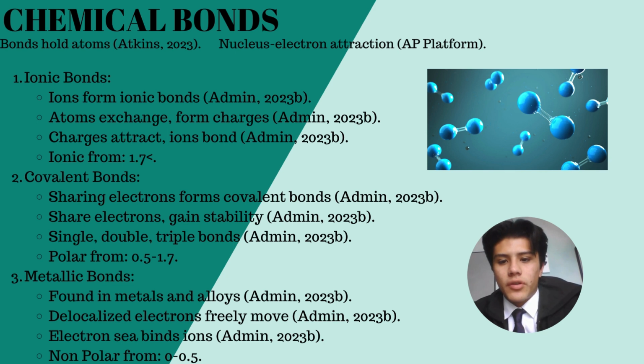Then covalent bonds formed by the sharing of electrons between atoms. Atoms share electrons to achieve a more stable electron configuration. Single, double, or triple bonds can form depending on the number of shared electrons, and it is from 0.5 to 1.7. And at last, metallic bonds found in metals and alloys. Electrons are delocalized and move freely among the metal ions. This results in a sea of electrons that holds the metal ions together, and it is from 0 to 0.5.